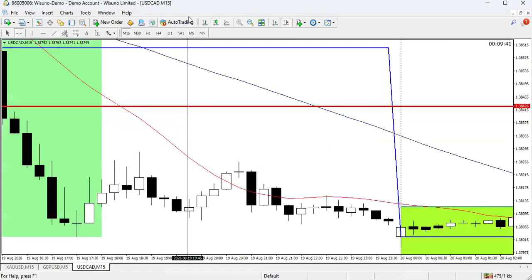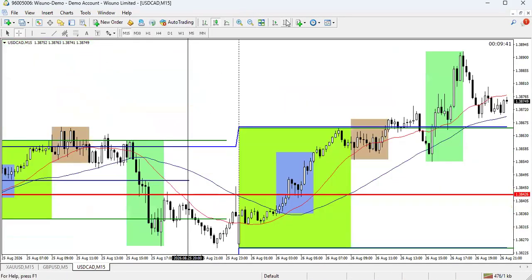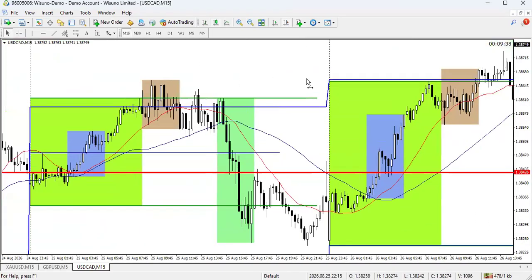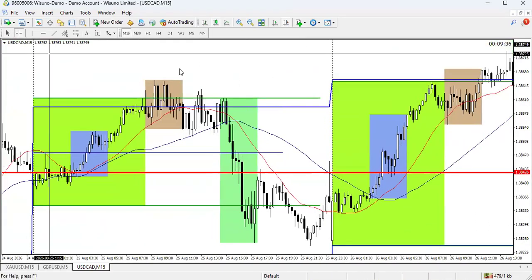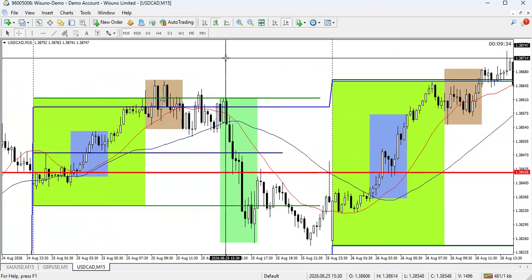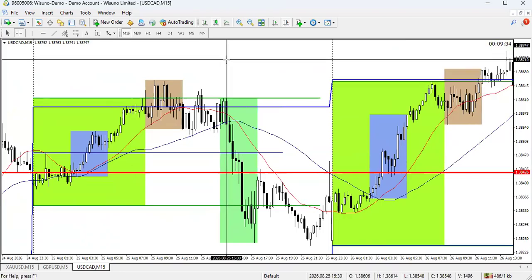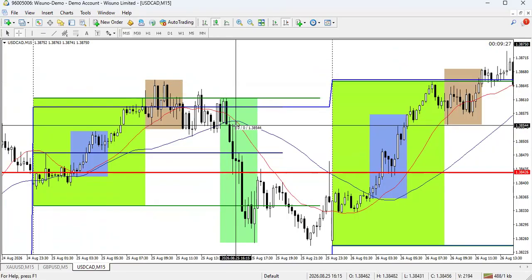Maybe we go to 15-minute time frame. Wow, look at that. You sell here. You sell up to where? Up to the closing price. You sell up to the closing price. Very strictly up to the closing price, you exit the market.